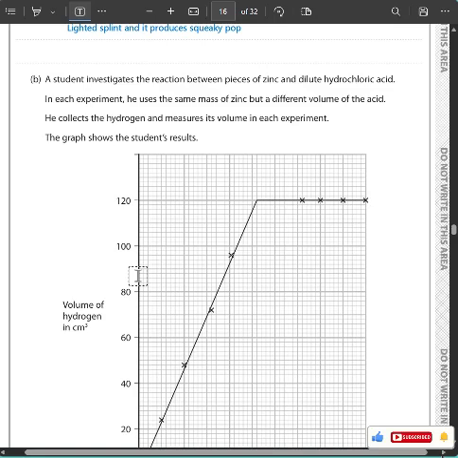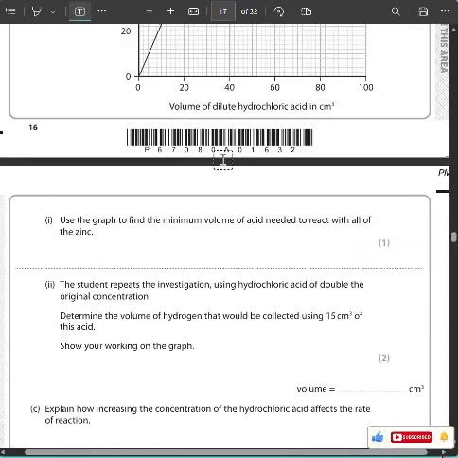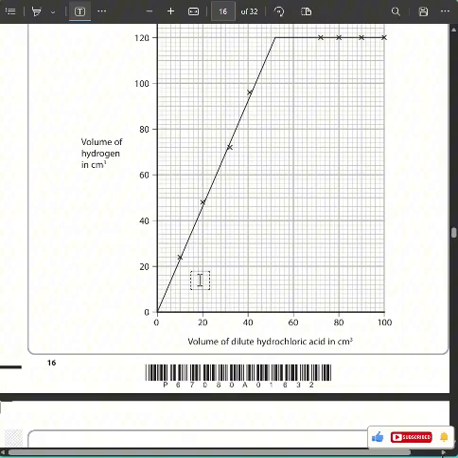A student investigates the reaction between a piece of zinc and dilute hydrochloric acid. In each experiment, he used the same mass of zinc but a different volume of the acid. He collects the hydrogen and measures its volume in each experiment. The graph shows the results of the student. Use the graph to find the maximum volume of acid needed to react with all of the zinc.